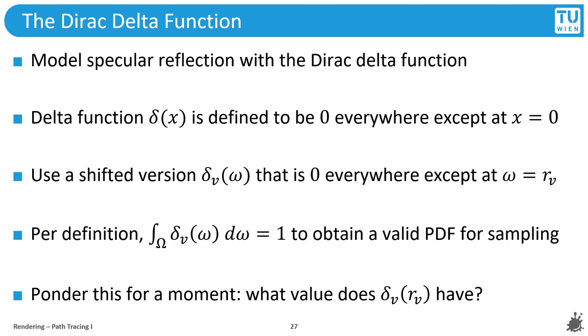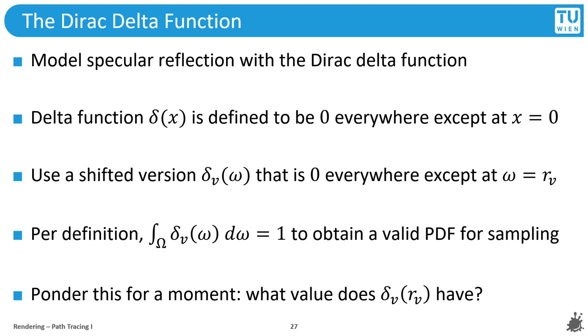The solution to this is the Dirac delta function. It is actually a perfect fit for the behavior we are trying to describe here. Formally, the Dirac delta function delta of x is defined to be zero everywhere except at x equals zero. For our purposes, and given a vector v, we can use a shifted version of the delta function, delta v of omega, which is zero everywhere except at omega equals the mirror direction of v, rv.